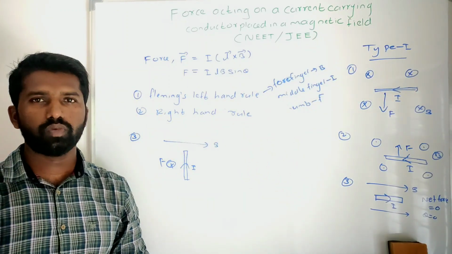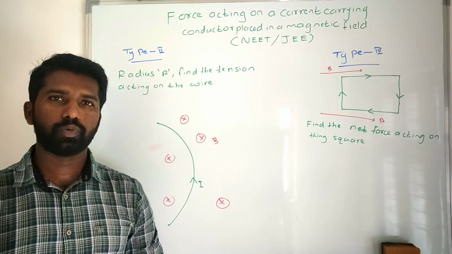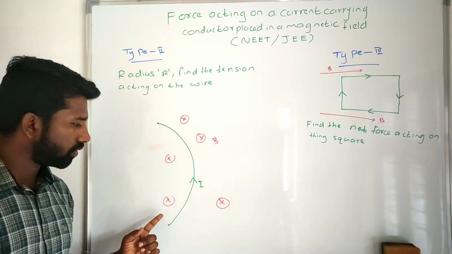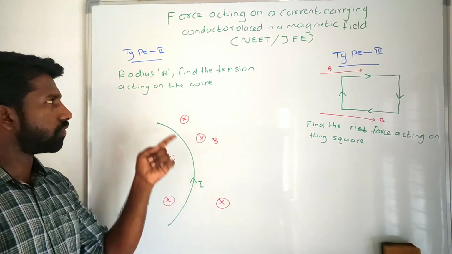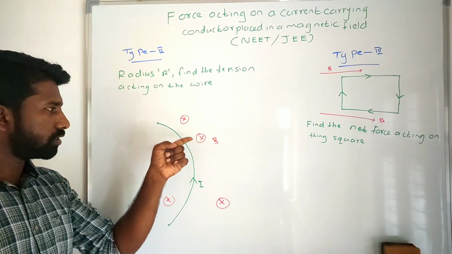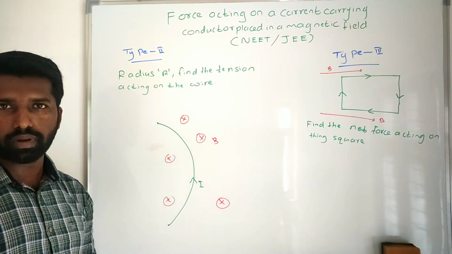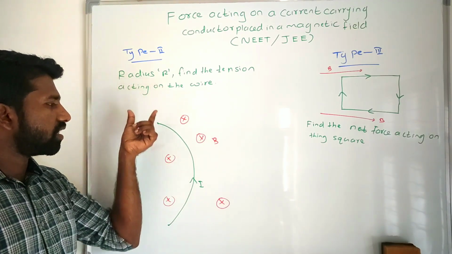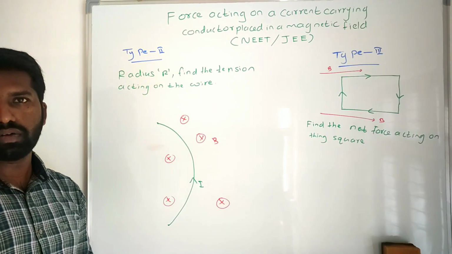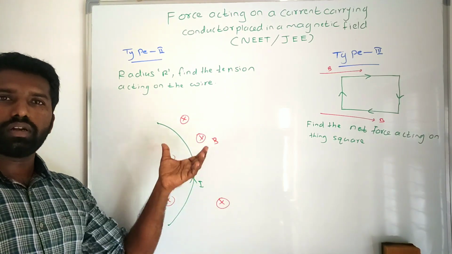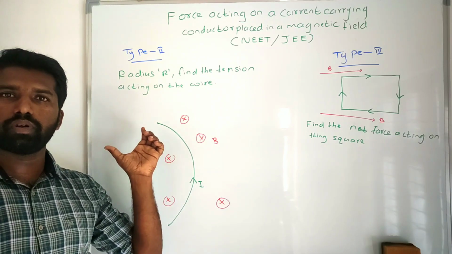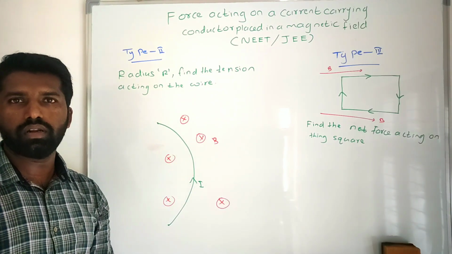This is type 1. Now we will see type 2. What is type 2? There is a circular current carrying conductor of radius r placed in a perpendicular magnetic field, and what is the tension acting on this wire? We need to find it. This is an important type of question. You can see it in previous year advanced level questions.